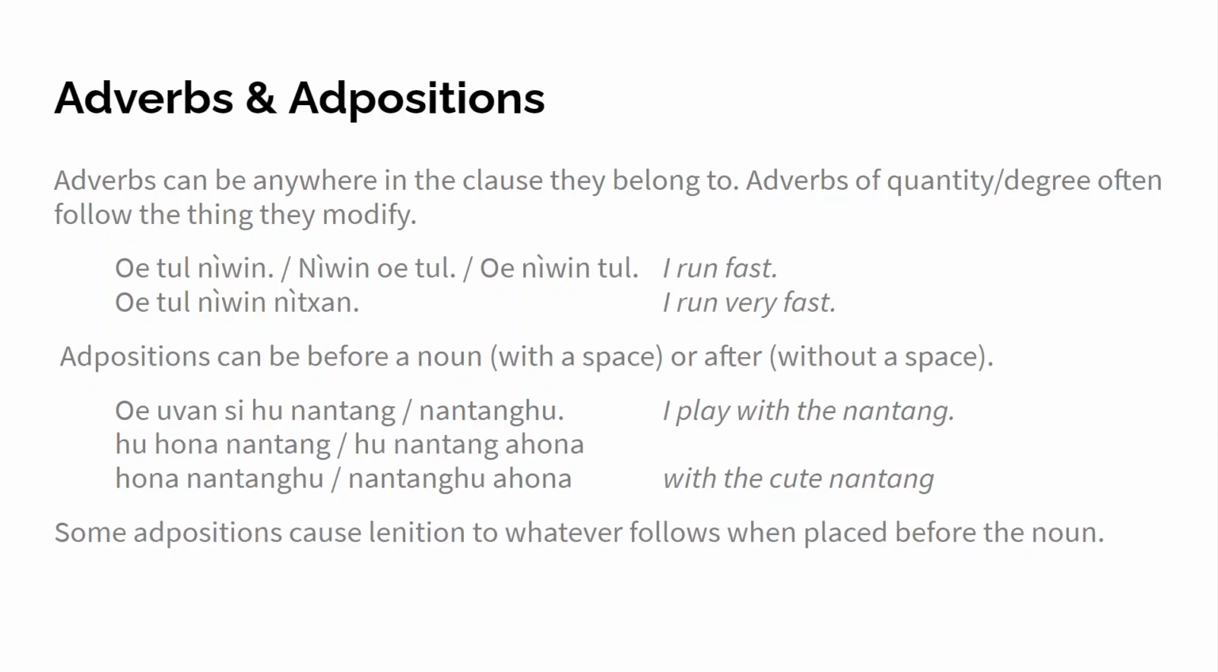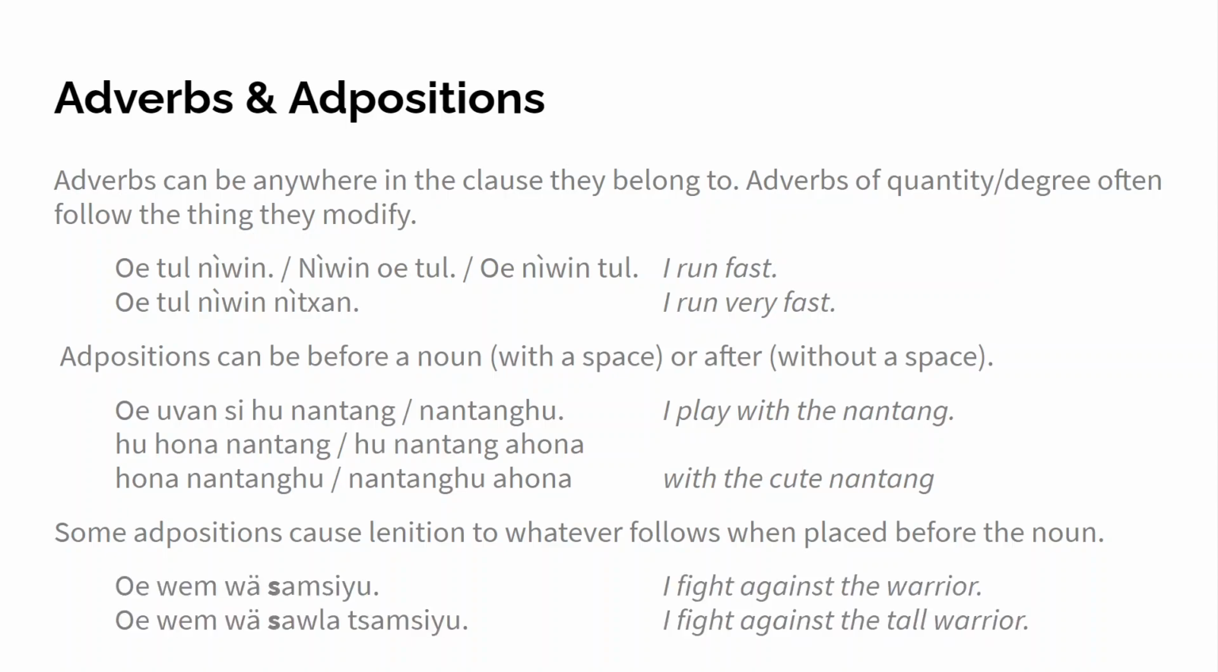Some adpositions cause lenition to whatever follows when placed before the noun. Oe wem we samsiu. I fight against the warrior. Notice how tsamsiu became samsiu due to the lenition. Oe wem we saula tsamsiu. Here, Saul, tall, became Saul because of the lenition, even though it's not a noun.